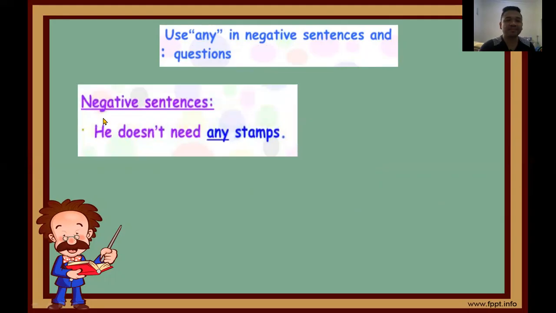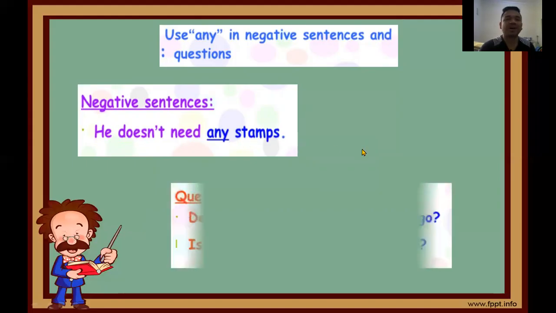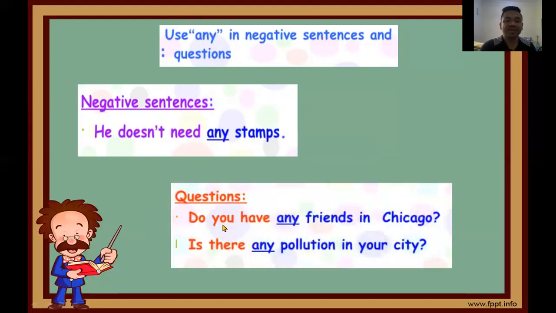Say for example, for a negative sentence, he doesn't need any stamps. He doesn't, negative, any stamps. All right, for questions, do you have any friends in Chicago? So this is a question. Now take note, after the word any we have the noun friends, and friends is a countable noun. So we can use any for questions and for countable nouns as well.